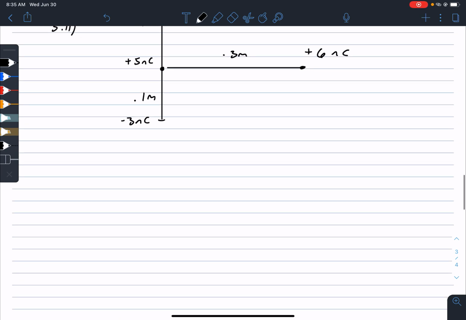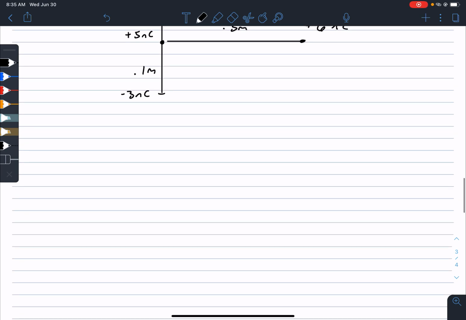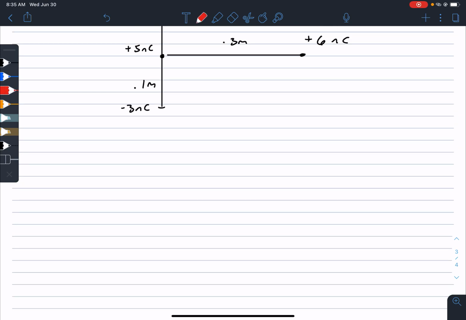We are asked to find the magnitude and direction of the electric force. Oops, I didn't write this here. This is a charge down here. So we have 3 charges, 1, 2, 3. We want to find the electric force between all of them.